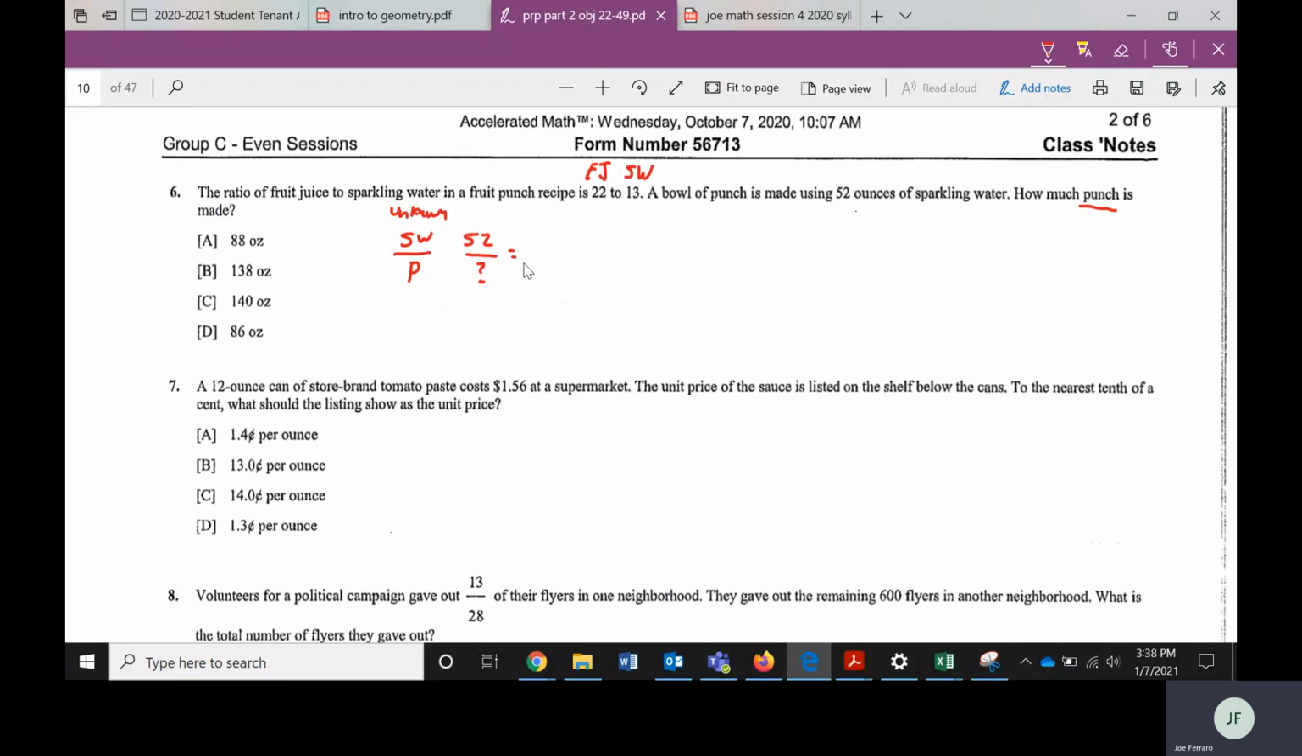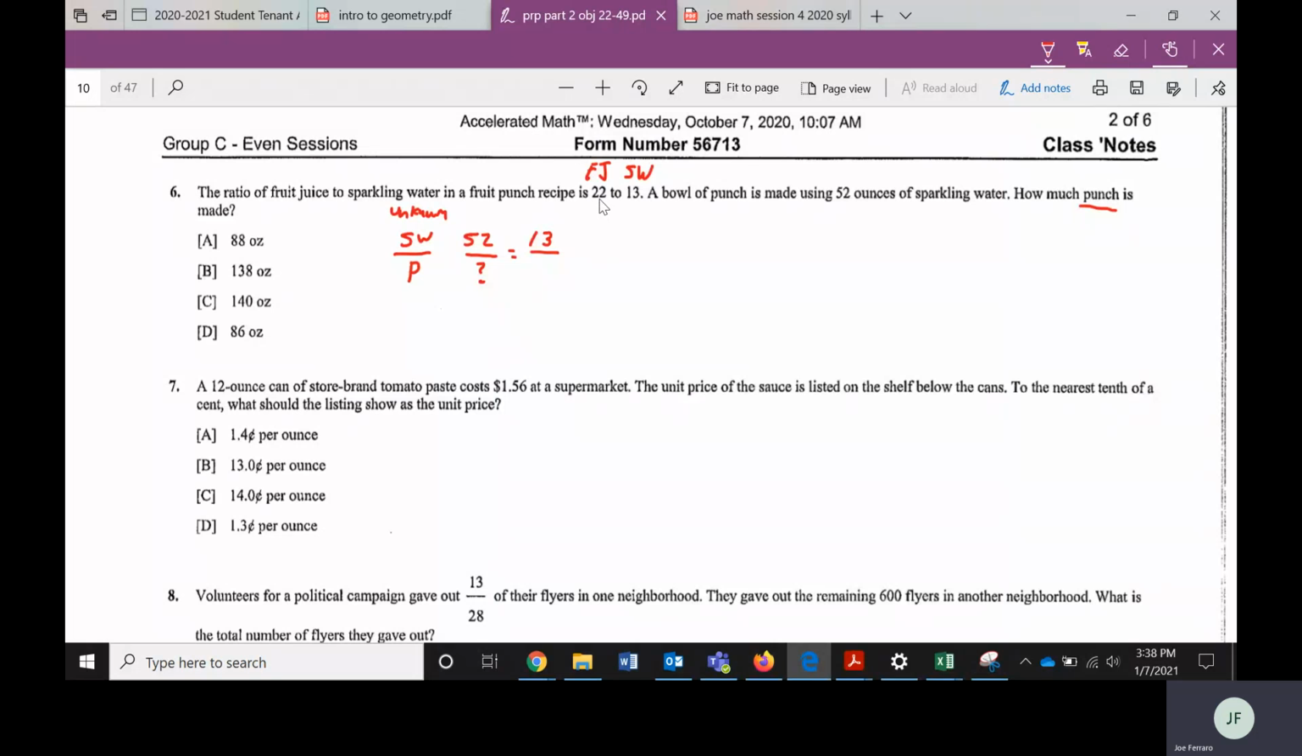Now here's where we have to be careful. It's tempting just to go 22 and 13 or 13 and 22 and use these two. But we have to look at this. Sparkling water over punch. Now we could have gone punch over sparkling water, just have to match up the right numbers, however you set it up. But we only know one of these, or are only given one of these right now. The sparkling water here is 13. Okay.